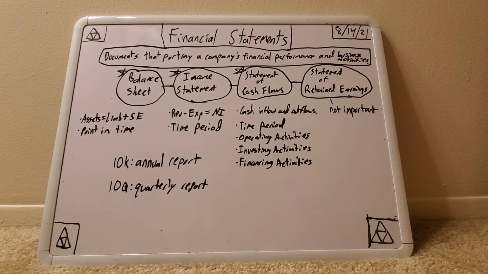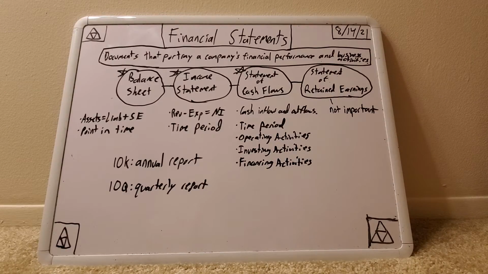A lot of people really don't look at the statement of retained earnings. But basically, what it is, it's just beginning retained earnings and then all the changes throughout a period of time. And then it'll also show ending retained earnings. But for this video, we will not go over that.